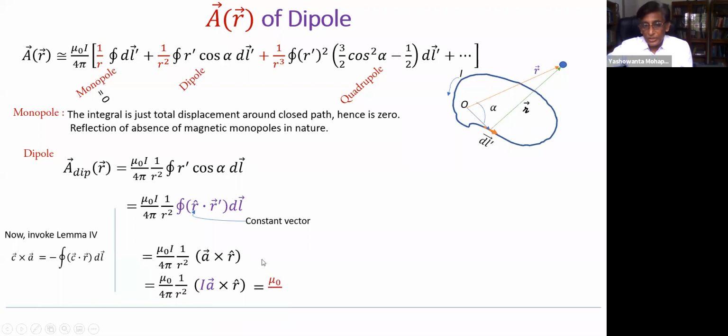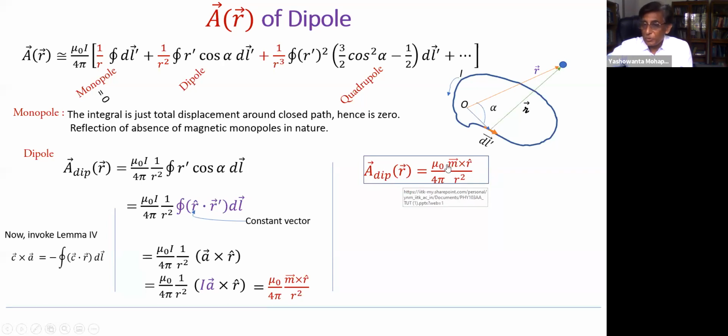So that I now define as my dipole A, which is mu naught by 4 pi. If I define IA to be M, the magnetic dipole moment, then it is M cross r hat by r square. So this is a potential, and that is why it goes as r square. This is the important result: the vector potential of a magnetic dipole is mu naught by 4 pi, M cross r by r square.